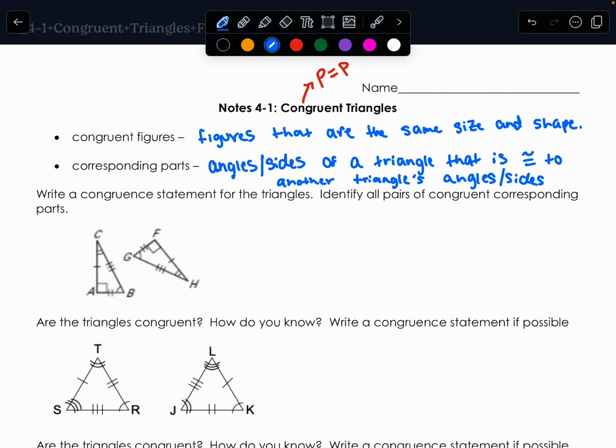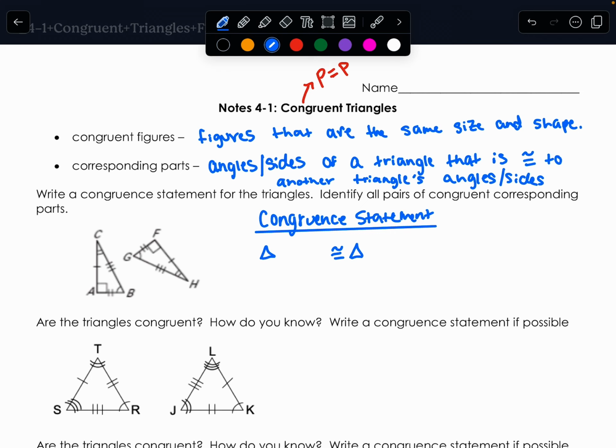For our first example, write a congruent statement for the triangles. Identify all parts of congruent corresponding parts. Alright, so this is what a congruent statement is. You just match up all the corresponding parts. So you're pretty much saying the triangle on the left is congruent to the triangle on the right. But you have to match up all the angles and sides.